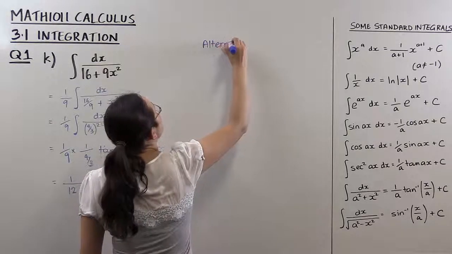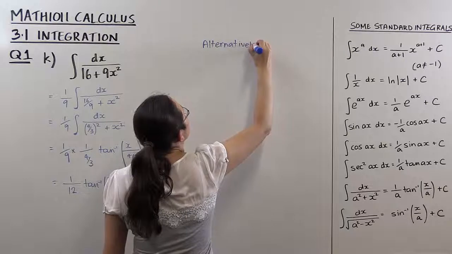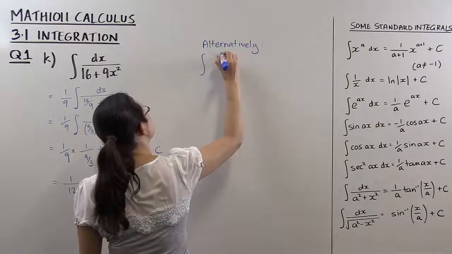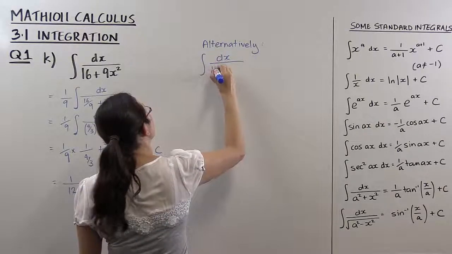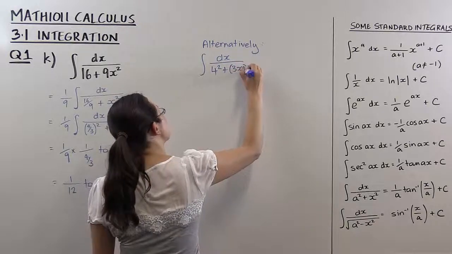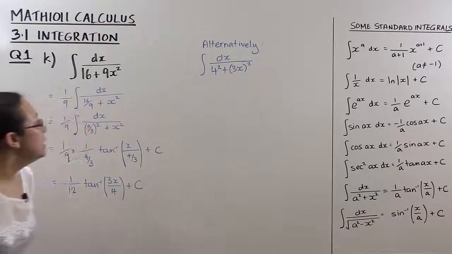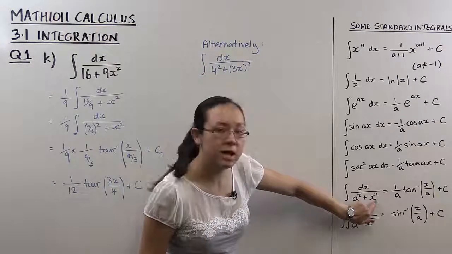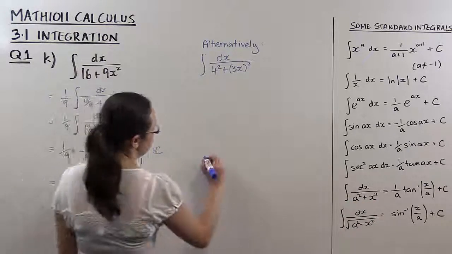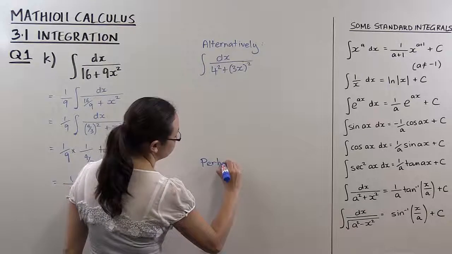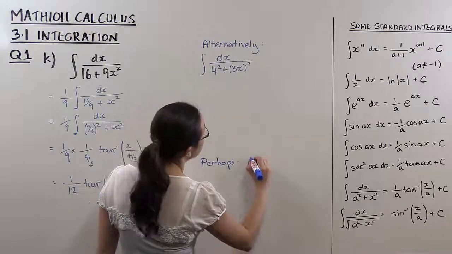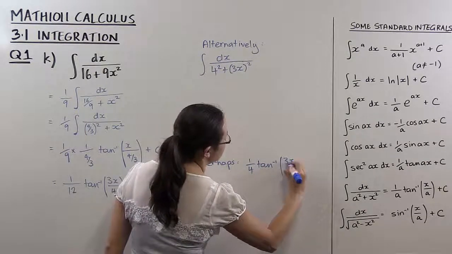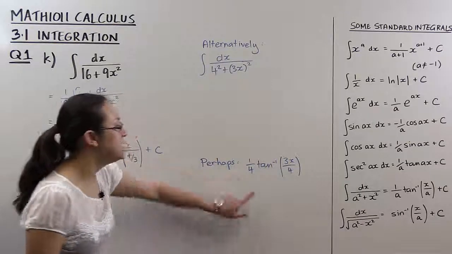Alternatively, we could deal with that 9x squared a completely different way. Right? We might think about this integral as dx over 4 squared plus 3x all squared. And we're after finding an antiderivative of this. This is almost in this form, it's just we've got a 3x instead of an x there. So perhaps the answer is 1 on a inverse tan of this 3x over a. So perhaps this is our antiderivative here.